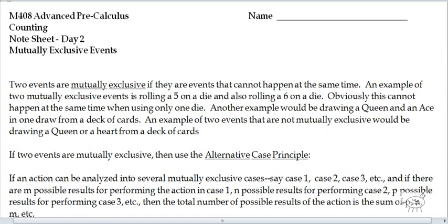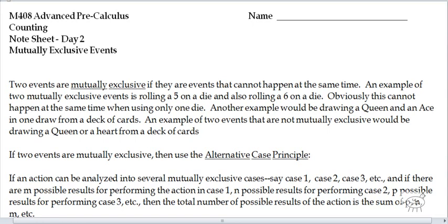This is day 2 of our counting unit, and yesterday we learned about the slot method. We're going to expand on that a little bit. Today's topic is called mutually exclusive events. Let's talk a little bit about what a mutually exclusive event is. It's an event that can't happen at the same time.